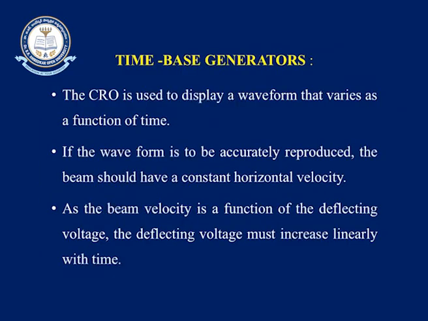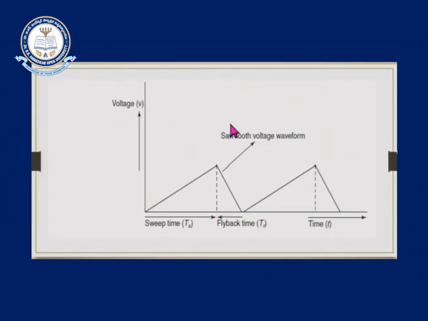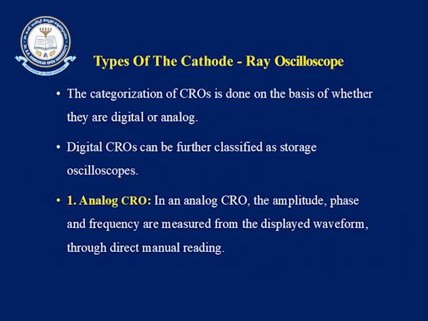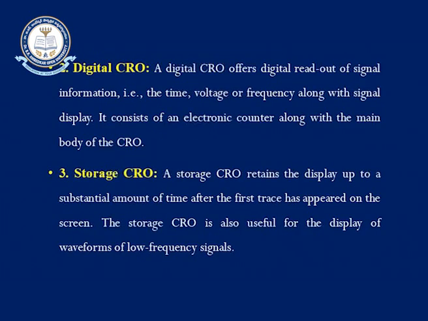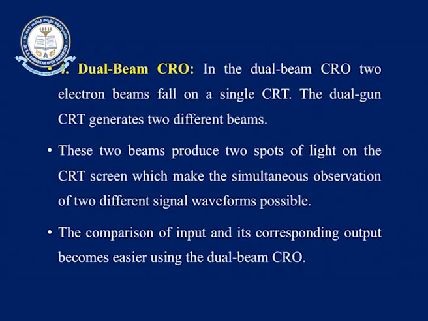This depends on the time base generator. This is also a waveform, a sawtooth voltage waveform. This is the square waveform. Here is the sweep time and the flyback time. Next, there are four types of cathode ray oscilloscope: analog CRO, digital CRO, storage CRO and dual beam CRO.